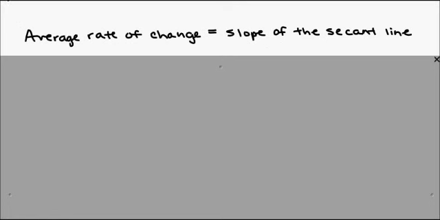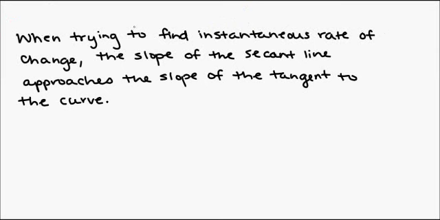Okay, you may have noticed that the formula for average rate of change is in fact the slope formula. So remember, slope formula is delta y over delta x. This is the exact same formula that we've been using. So the average rate of change is indeed the slope of the secant line. This is important. You should remember this. If you are trying to find instantaneous rate of change, the slope of the secant line approaches the slope of the tangent to the curve.